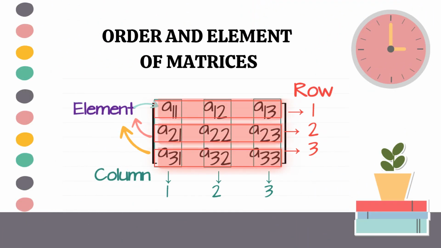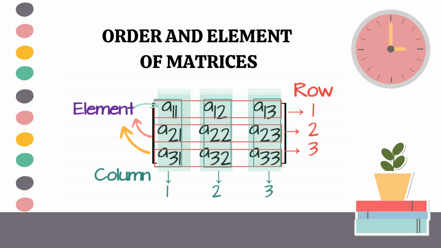In a matrix, a row is a horizontal arrangement of elements. Each row goes from left to right. The number of rows helps define the size or order of the matrix. For example, in this 3 by 3 matrix, there are 3 rows.